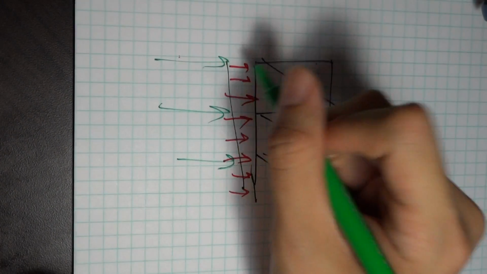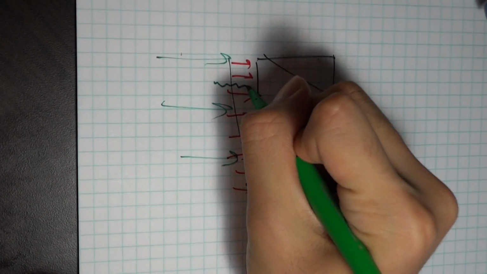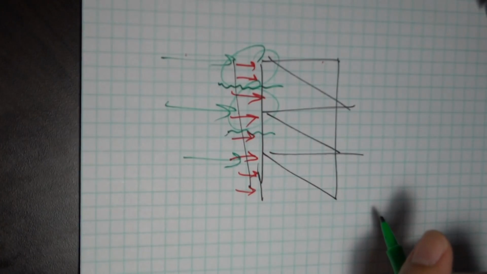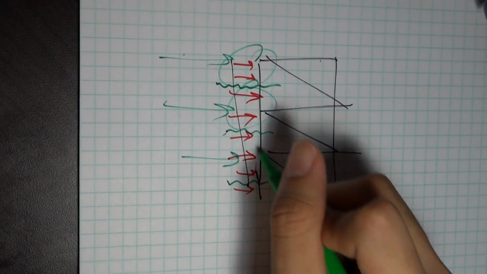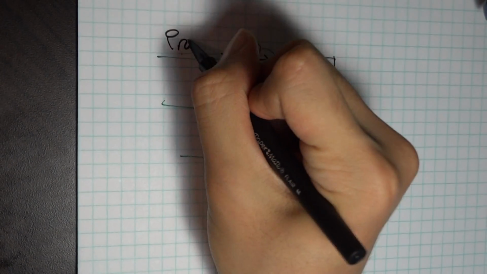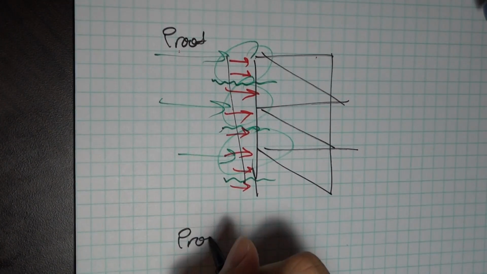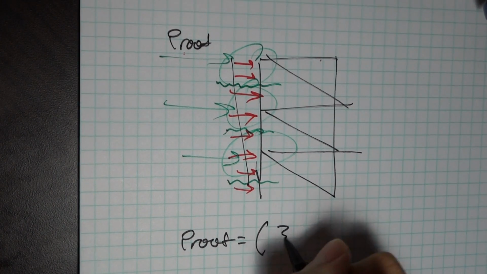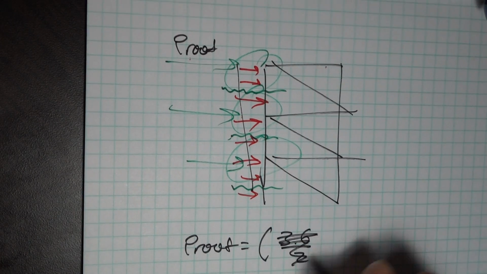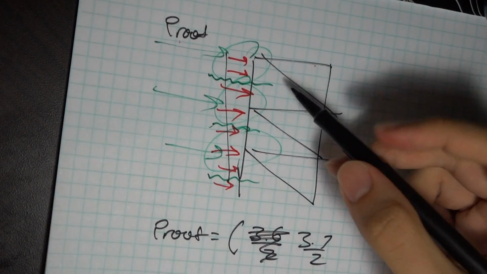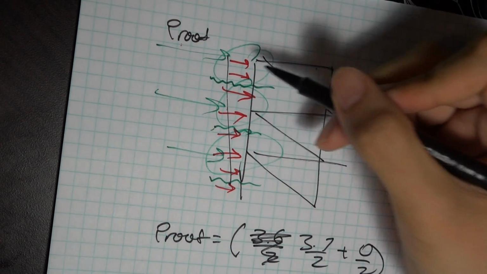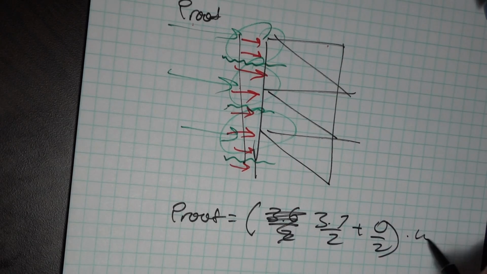We use tributary widths, tributary areas. So you can imagine that this half distributed load goes to the top level. This goes to the second from the top level. This goes to the third from the top level. So P roof is going to be equal to 3.7 divided by 2, it gets half from the floor below, plus 0 divided by 2, there's no floor above us, times W.